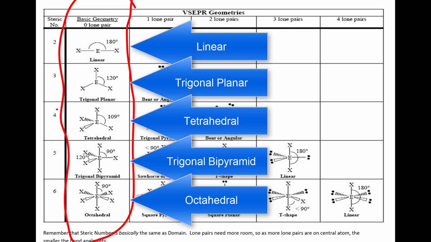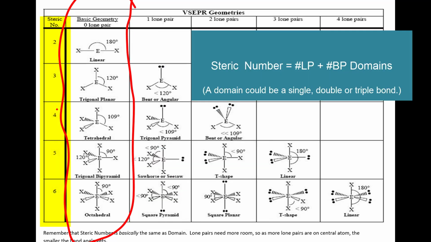And as you can see here, they compare steric numbers here, which is basically just how many bonded pairs or lone pairs are attached to your central atom. The linear has 2 bonded pairs. The trigonal planar has 3 bonded pairs. The tetrahedral has 4 bonded pairs. Trigonal bipyramidal has 5 bonded pairs, and the octahedral has 6 bonded pairs.